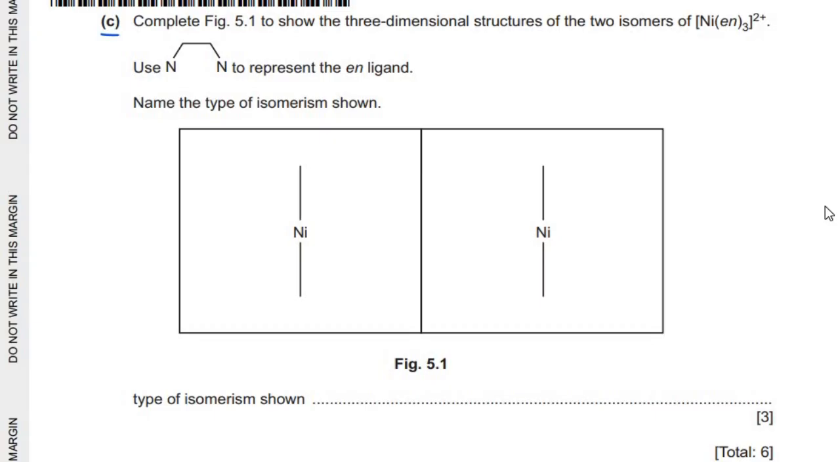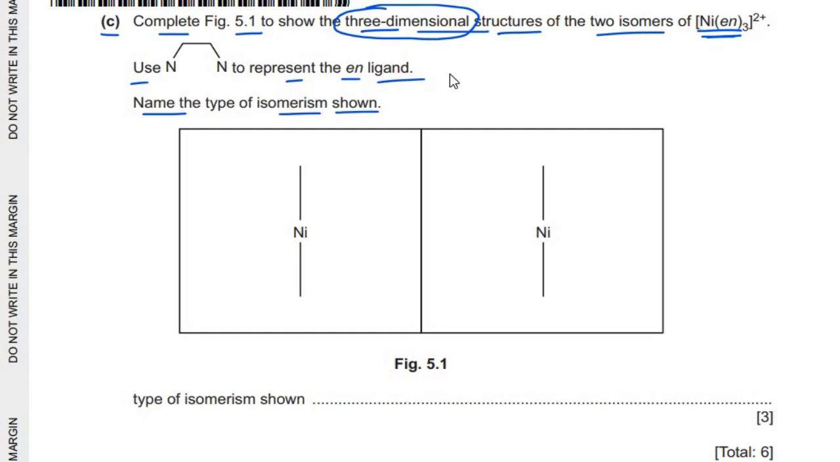Now the C part is complete figure 5.1 to show the 3-dimensional structure. Remember this is the 3-dimensional structure of the 2 isomers of this complex. Now use N to represent the en ligand. Name the type of isomerism shown. The simplest way is if there are 3 en added here, it has to be shown by the 2 N line. Then the type of isomerism is optical isomerism only. So we are writing optical.